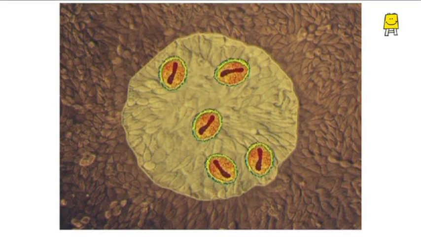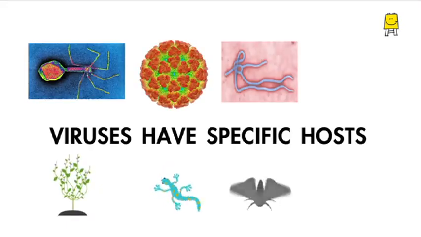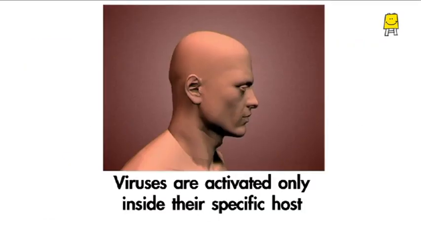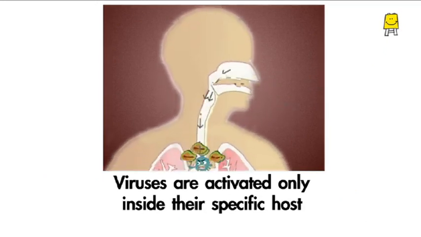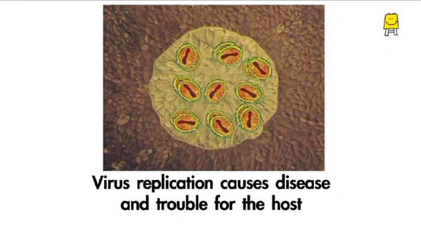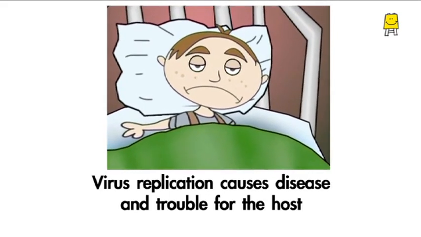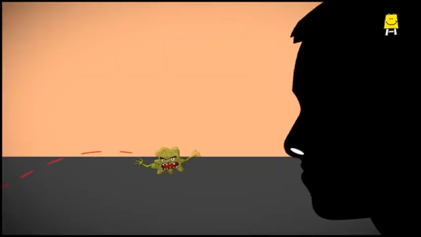How does it replicate? The important point to understand and remember is that each type of virus has a specific host. It becomes active only inside that specific host and not any other. The activation and replication of a virus causes disease and trouble for the host. Let us take a look at the life cycle of a virus.